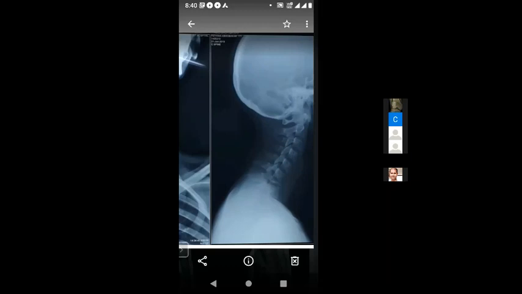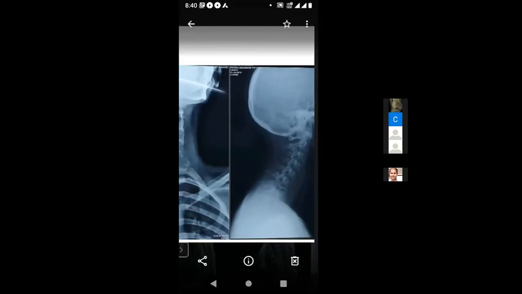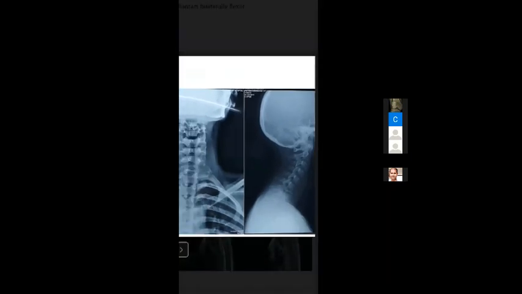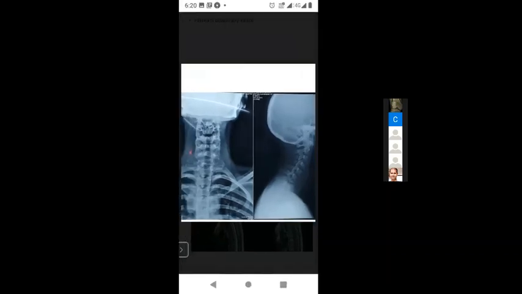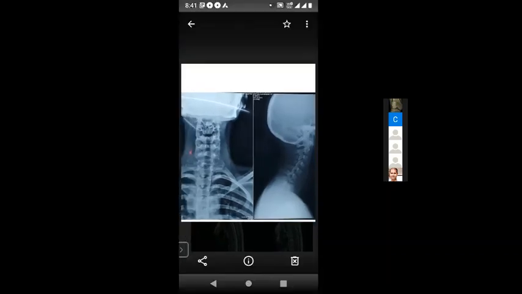Then you could be just asked the word SCIWORA. It would just be written as SCIWORA. What is this? You have to just expand it. Anybody willing to give a shot at this? What is SCIWORA? Spinal cord injury without radiological abnormality. Yeah, you're right. It could be given like that as an OSCE. So SCIWORA is something you need to read. There may be some questions based on SCIWORA.